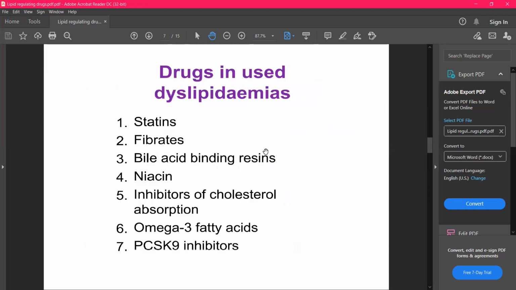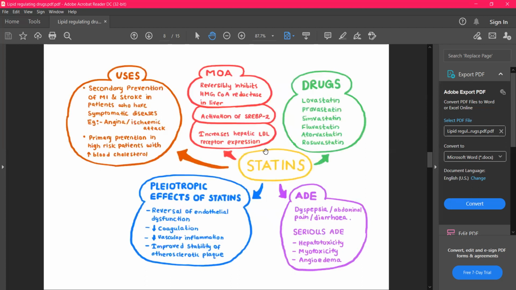So that is the mechanism of action of statins. They reversibly inhibit HMG-CoA reductase in the liver, and they also activate SREBP2, which increases hepatic LDL receptor expression. This is the most important mechanism of action.